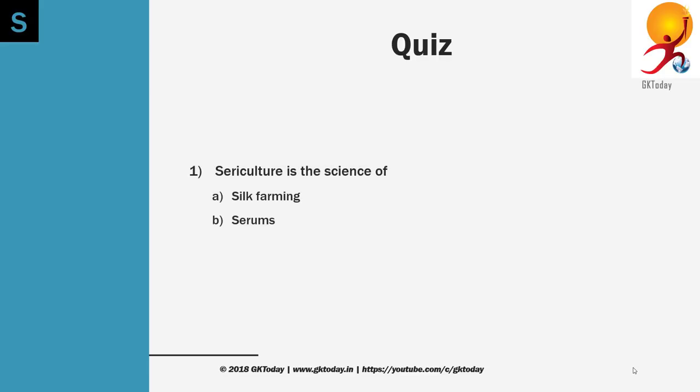Quiz time. Sericulture is the science of A. Silk farming, B. Serums. And we know the answer is silk farming.